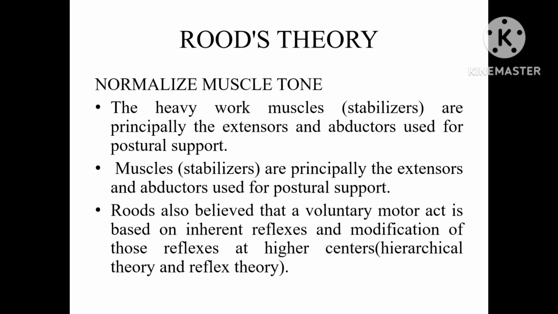So the muscle innervation: heavy muscles are mainly innervated by group 2 afferents or Golgi tendon organs, and the light muscles are innervated by 1A afferent fibers. As we discussed, the heavy muscles are the stabilizers. So which are the heavy muscles? Heavy muscles are usually the extensors and abductors, and they are used for postural support.